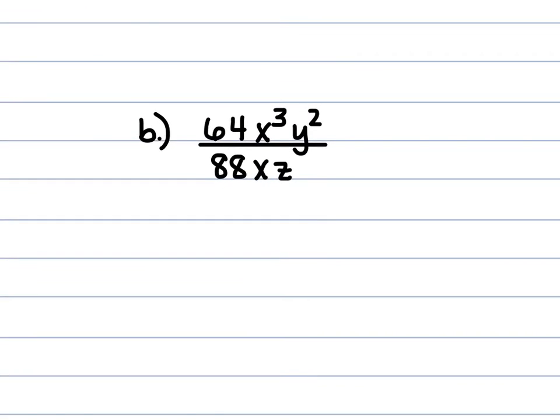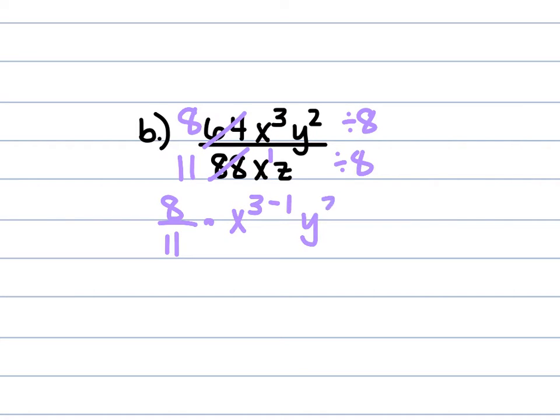For b, we have 64x cubed y squared over 88xz. So we're going to divide both of these by 8. The 64 becomes an 8, the 88 becomes an 11. So this is going to be 8 over 11 times x to the third minus the first. The y squared doesn't have another y, so it's going to stay. And that z is going to stay on the bottom as well. So we're going to give it a negative 1 to remind ourselves it goes on the bottom.